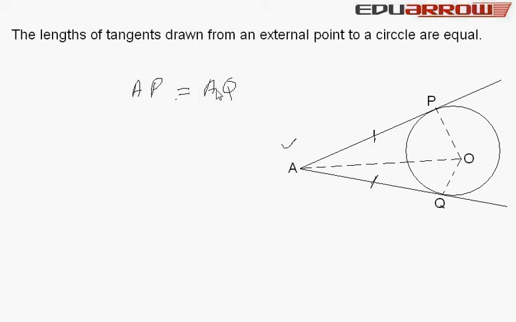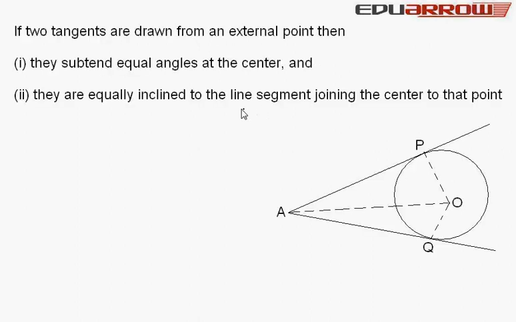If two tangents are drawn from an external point, then they subtend equal angles at the center. And the second point, they are equally inclined to the line segment joining the center to that point.